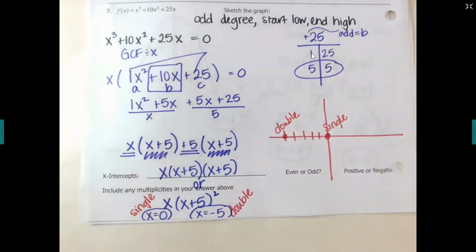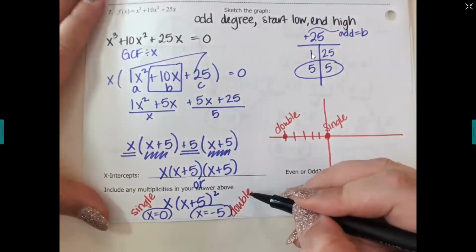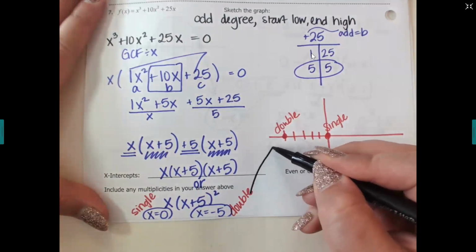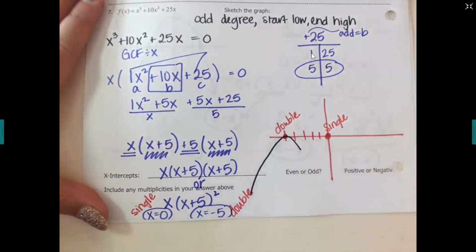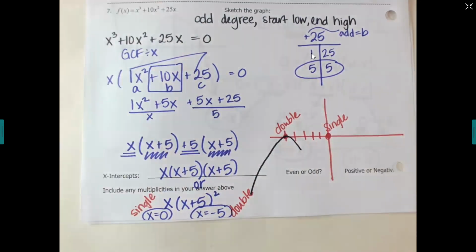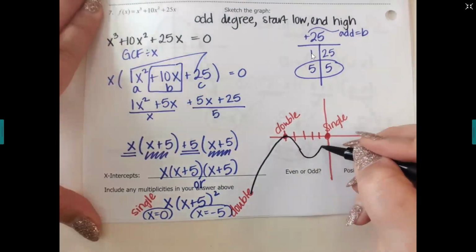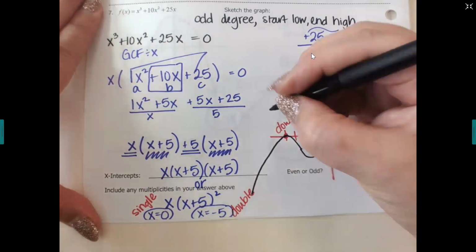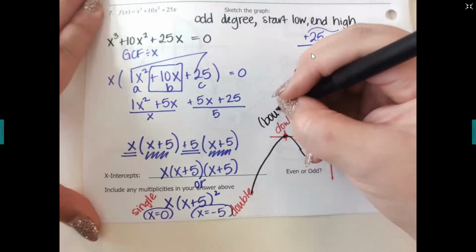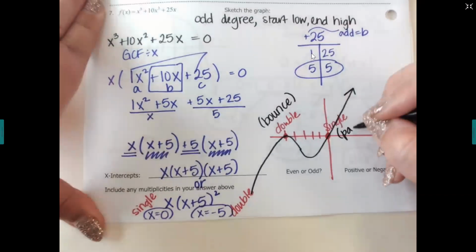Start low and end high. So start with your pen down low. When you get to the double, you're not going to pass through the x-axis. You're going to bounce off of the x-axis. So you're still going to touch it, but you're going to stay on the bottom of the x-axis. You're not going to pass through. Okay, then when you get to your single, that's where you can pass through. So a double is going to create a bounce in the graph. A single is going to be a pass through.